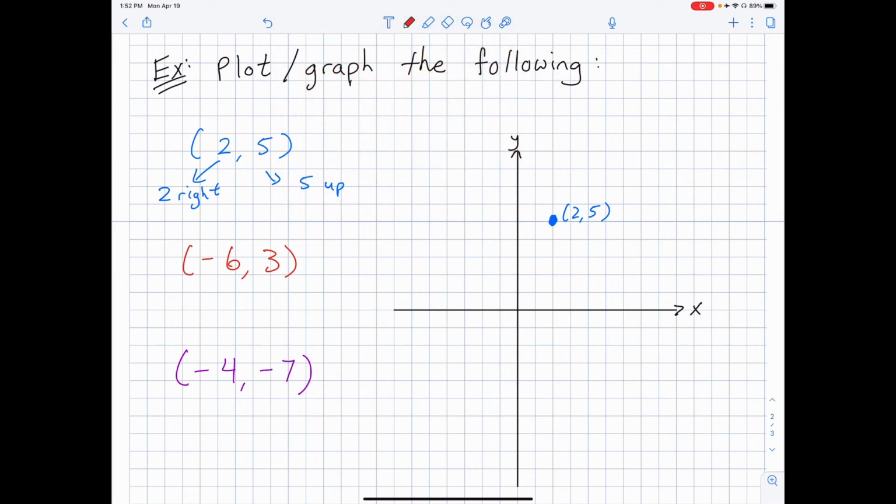For the next point, we're going to draw this in red. So see here, we have -6. So negative for x means we go left. So this means 6 to the left. And then 3, of course, being positive, this tells us to go 3 up. So again, we start from the center, which is at 0, 0, and then we go 6 to the left. So 1, 2, 3, 4, 5, 6. And then we go 3 up. 1, 2, 3. And then we draw a big point there. And then we can label that -6, 3.